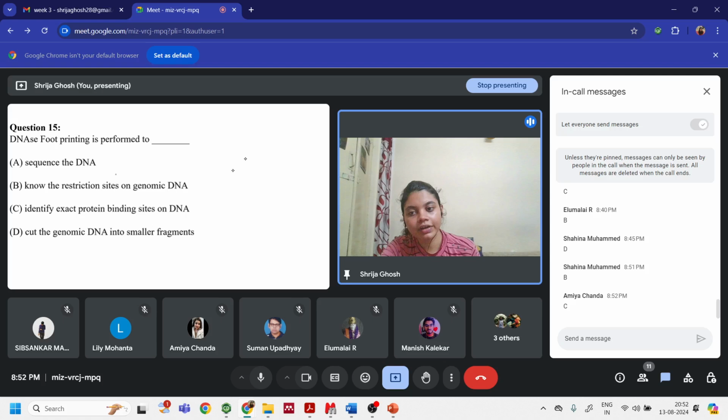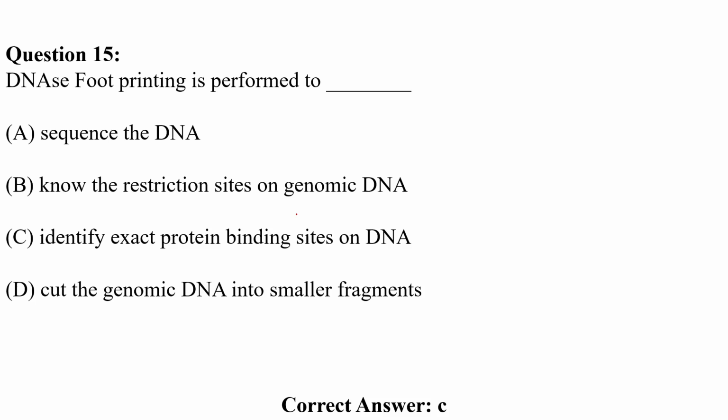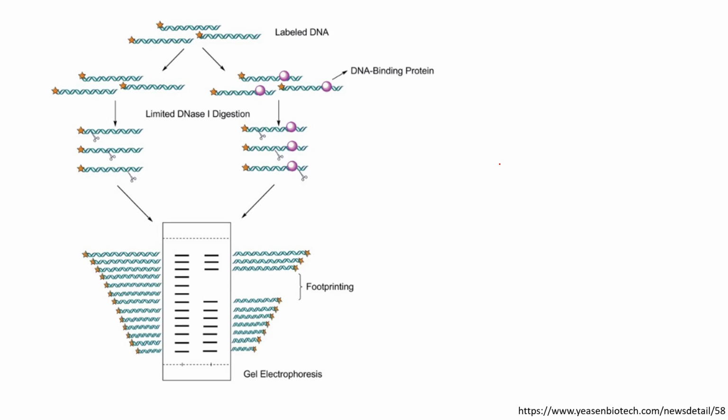So, till now we studied about gel mobility shift assay, where we are studying whether a particular protein is binding to the DNA or not. But now I want to find in the whole DNA strand what is the location where the protein is binding. So, for that, what do we do? It's a very simple experiment where we have the DNA. So, think of it like a big rope, okay? So, it's a long rope.